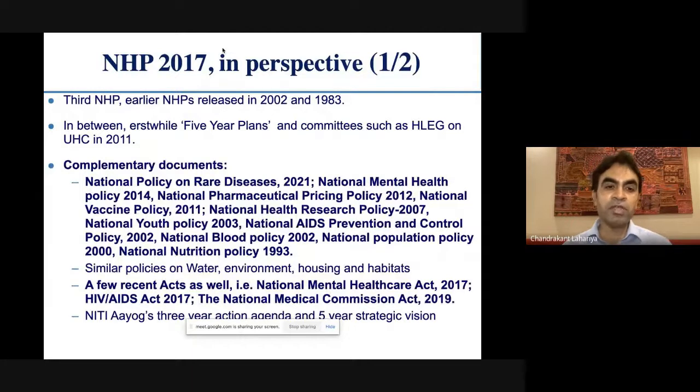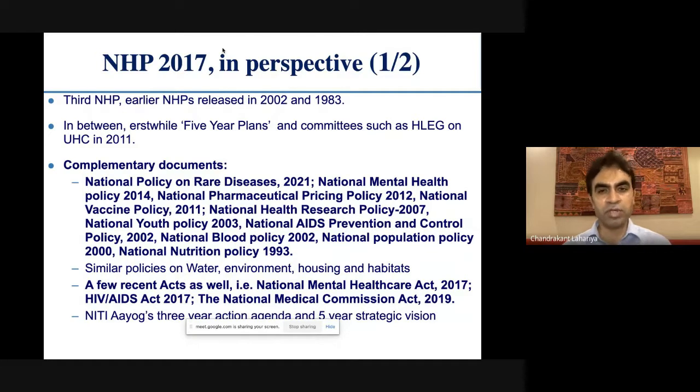In addition to the policy, the government on a regular basis enacts some law, and we have already discussed the benefit of law, which is legally binding and enforcing. So the National Mental Healthcare Act 2017, HIV/AIDS Act 2017, National Medical Commission Act. So there are many documents which work as a policy. Everything put together makes policy. Though there is one National Health Policy document which is called National Health Policy.